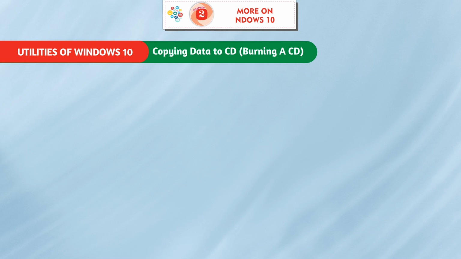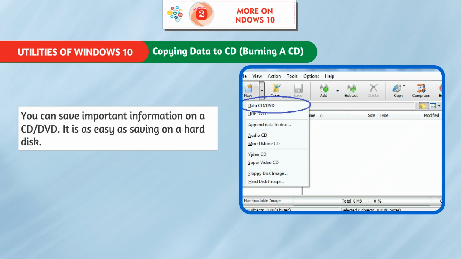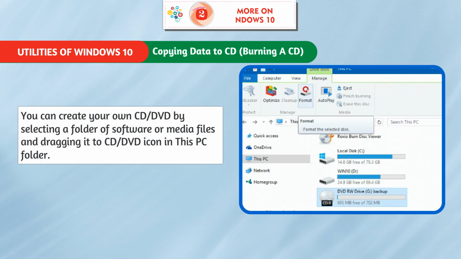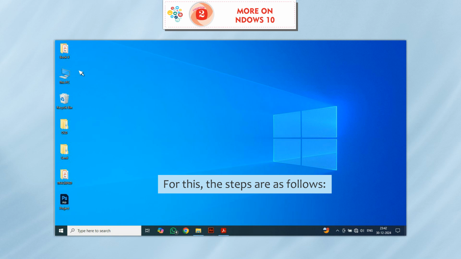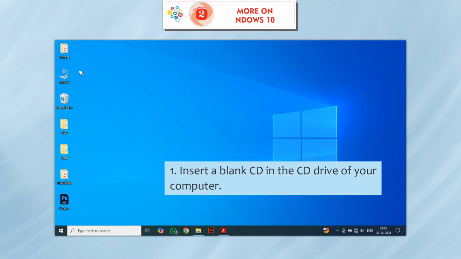Copying data to CD: burning a CD. You can save important information on a CD or DVD. It is as easy as saving on a hard disk. You can create your own CD or DVD by selecting a folder of software or media files and dragging it to the CD or DVD icon in This PC folder. For this, the steps are as follows.